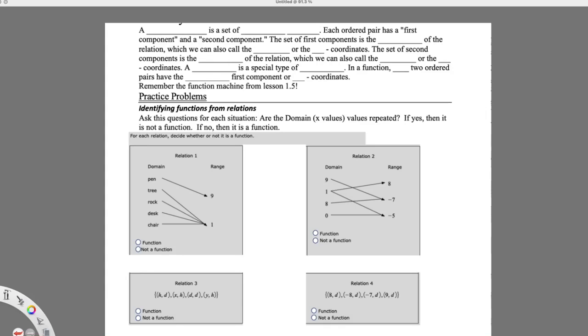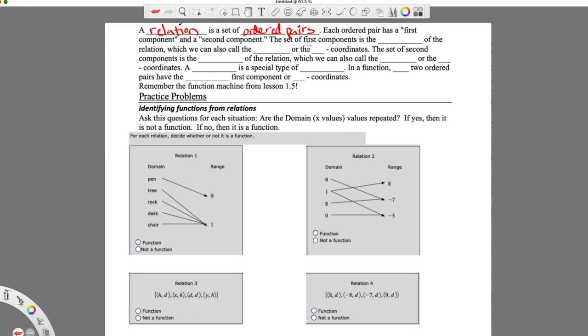Alright, so in this video, we're going to start talking about the difference between a function and a relation. So let's go ahead and define some of these pieces. A relation is a set of ordered pairs. And we talked about ordered pairs in the last one. Remember, they're called ordered pairs because they're in order, right? So each ordered pair has a first component and a second component.